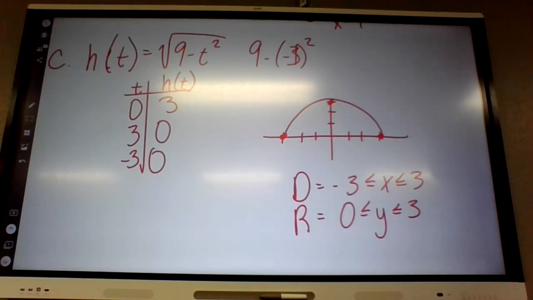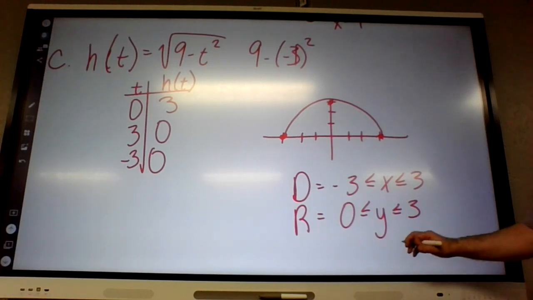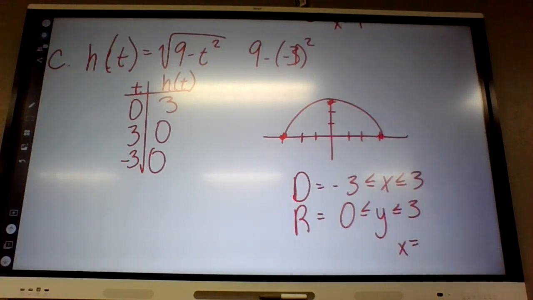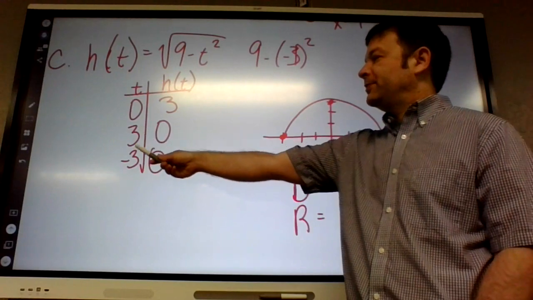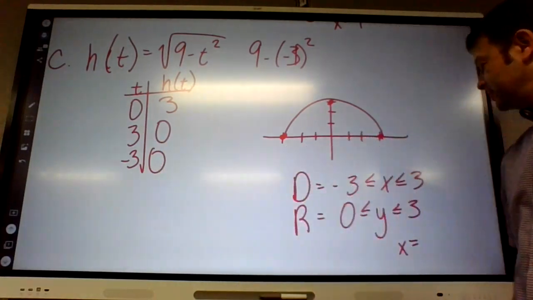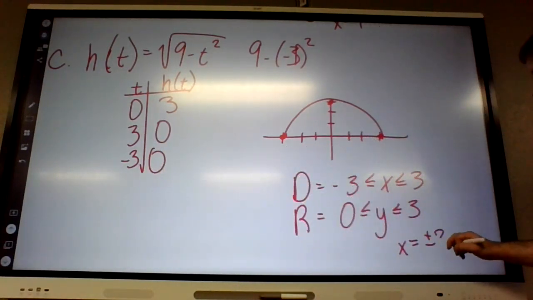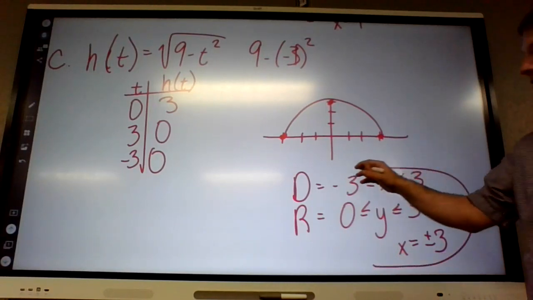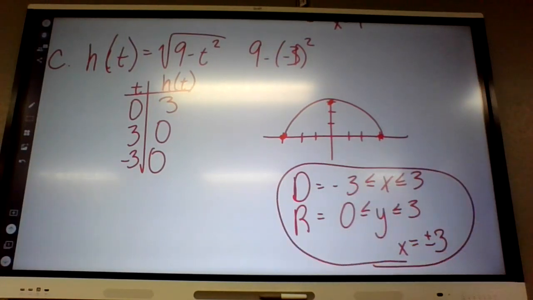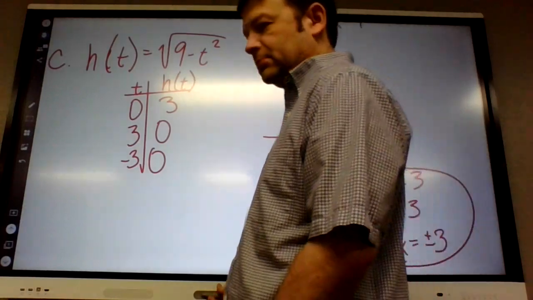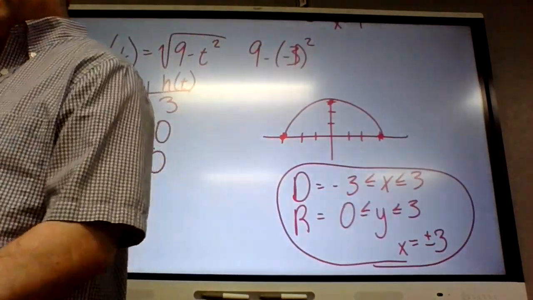Okay, what was the last question? What are the zeros of the function? Yeah, positive 3 and negative 3 make the function 0. Alright. That doesn't leave a lot for you guys.